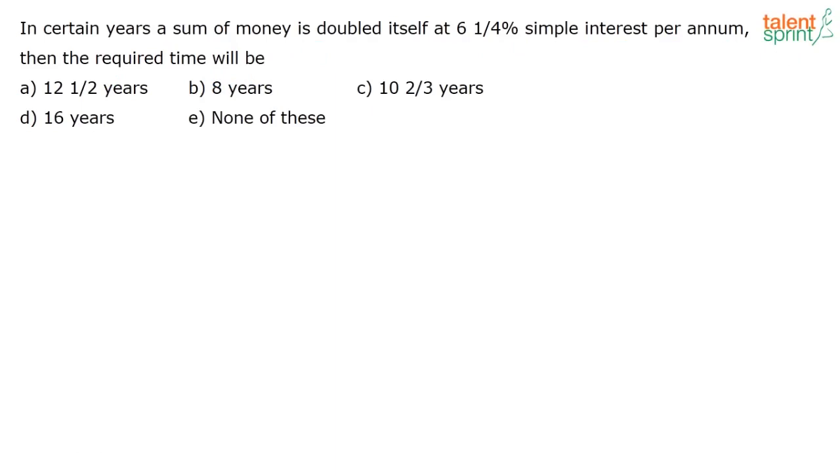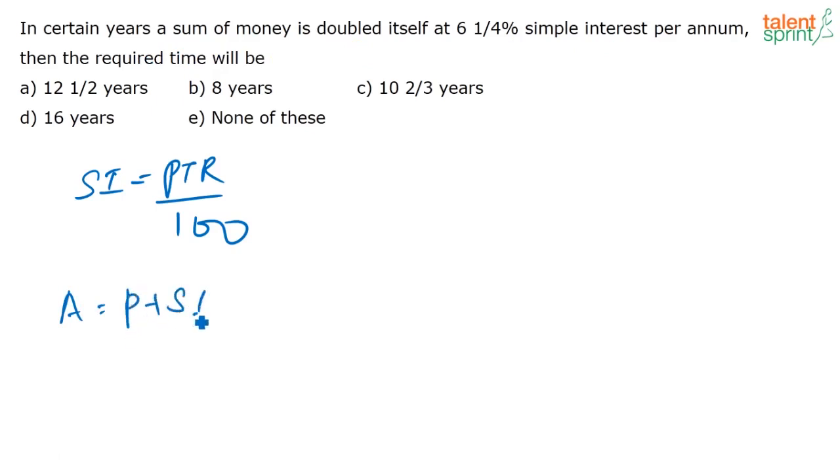The only formula that you will need to solve this is what? Simple interest is given by the formula P into T into R by 100, correct? Now you know this, easy to solve. A lot of you are giving me the answer as option D. So how do we solve this? See, what are they saying? The sum of money doubled itself, correct? So the final amount that we will get after so many years of putting the money is the principal plus the simple interest.